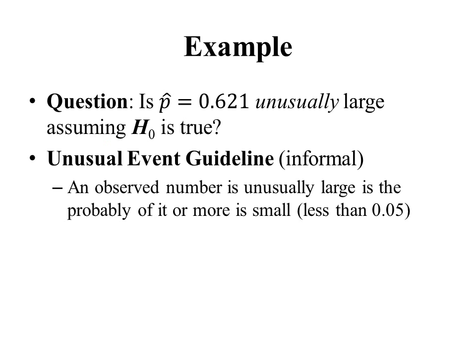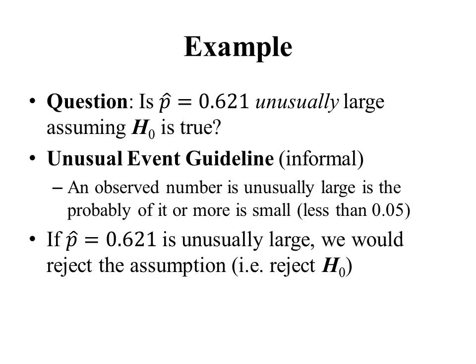If that probability is small, then that means that this number is unusually large, which means that our assumption is probably false, and so we're going to reject that assumption. If this probability is not small, then that means that our observed sample proportion is not unusually large, and we will not reject the null hypothesis.